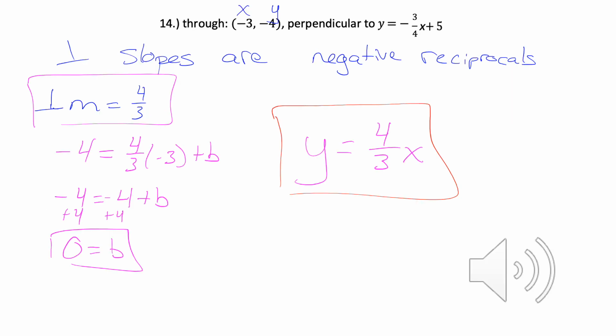For number 14, we need to find a line that is perpendicular to y equals -3x plus 5. First off, it's important to remember that perpendicular slopes are negative reciprocals of each other. So if our original slope is -3/4, our perpendicular slope will be 4/3. So we're going to plug in 4/3 as our slope, which is our perpendicular slope, our x and y value, and solve for b. In this case, our b value is 0, our y-intercept is 0, so our equation is y equals 4/3 x. You could write plus 0 there, but just y equals 4/3 x is acceptable.